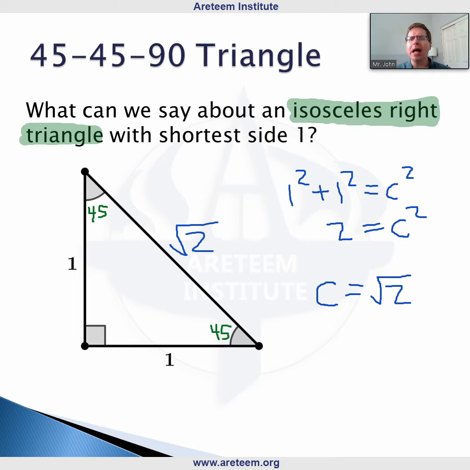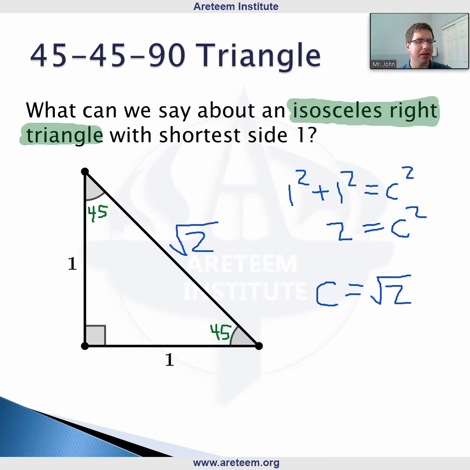Now, why is it called a 45, 45, 90 triangle? Why don't we call it a 1, 1, square root 2 triangle? Well, remember your similar triangles ideas, right? Any triangle with angles 45, 45, and 90 will be similar to this triangle right here. So the sides will be in ratio 1 to 1 to square root 2. So this is something we can always keep in mind.